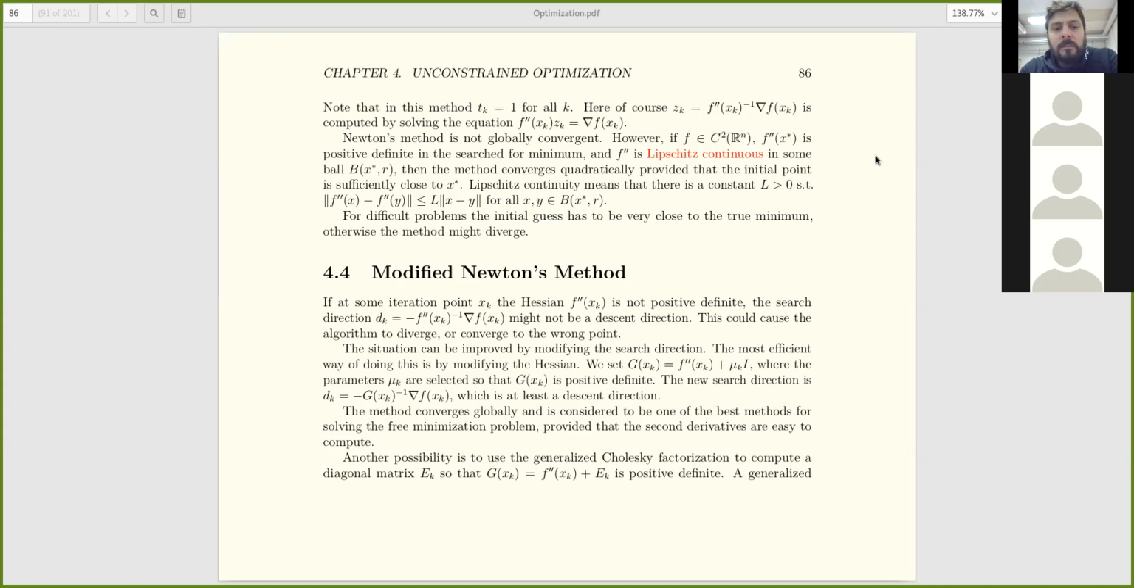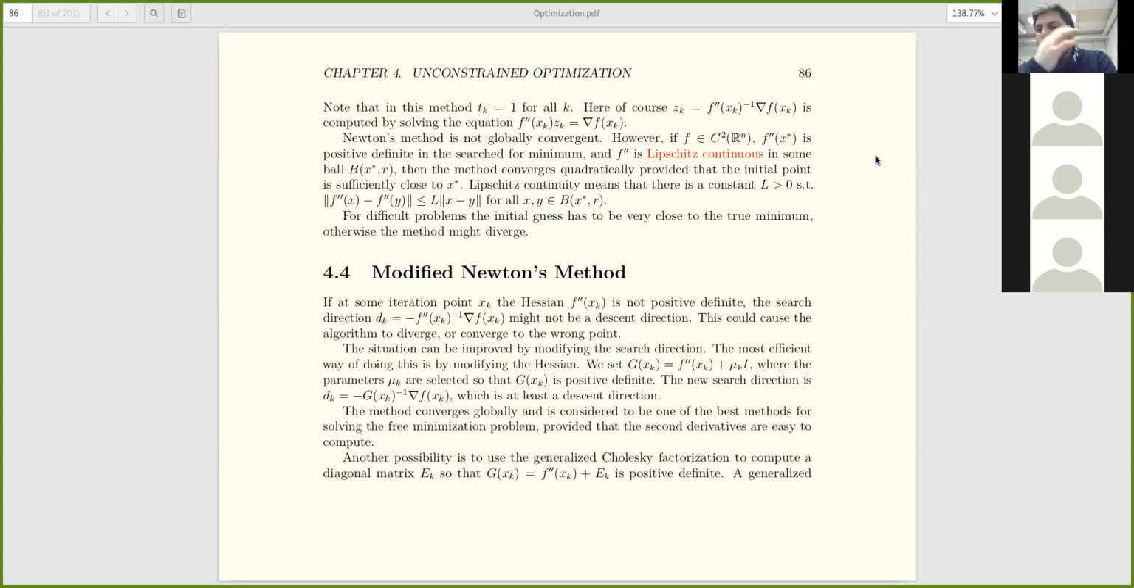So this gives us new search directions, and this is considered to be one of the best methods for solving an unconstrained minimization problem, provided that the second order derivative is easy to compute. This is fast and dirty. The beauty of this is that the choice of mu k is not all that critical, as long as it makes G k positive definite. In this case, the new search direction can be found fairly easily.